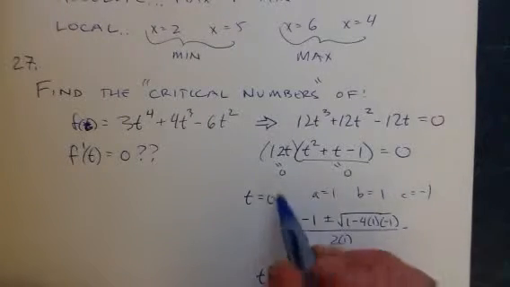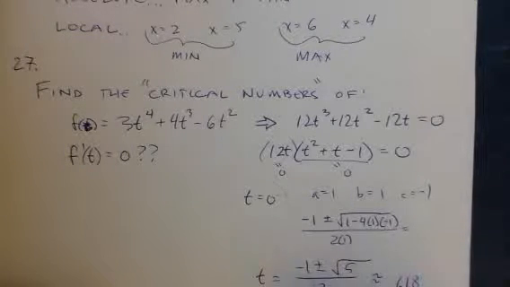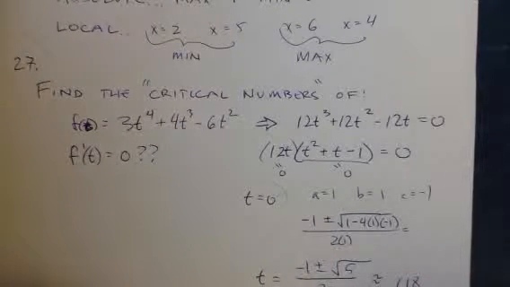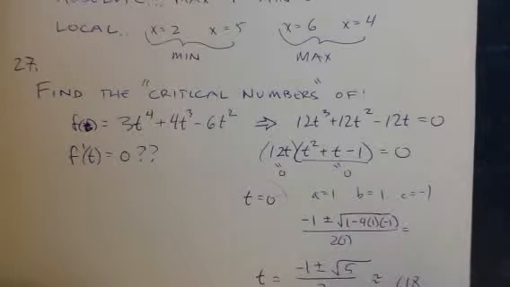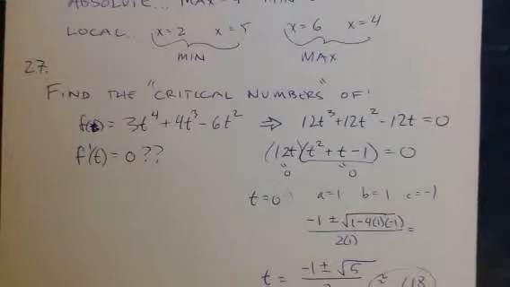You're going to get two different critical numbers. This is going to be approximately, that's about 2.25. This is going to be about 0.618. And when that's a negative, negative about 2.2 something. Okay, so there are my critical values.